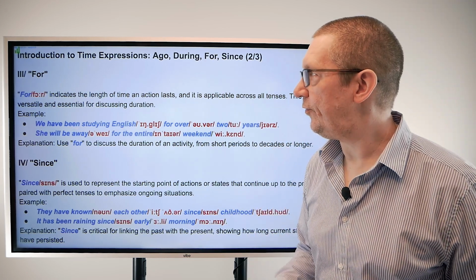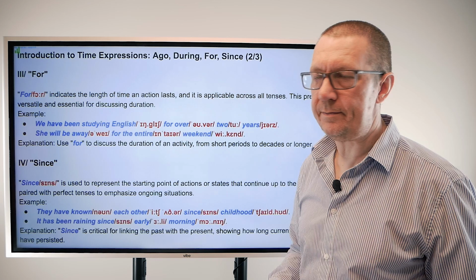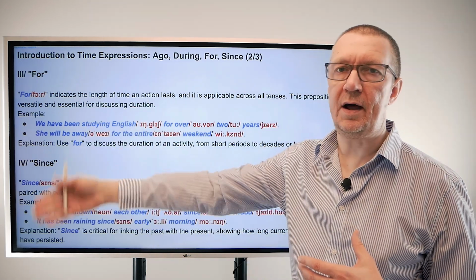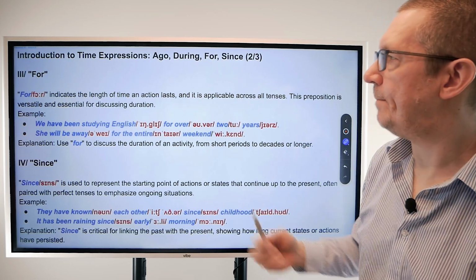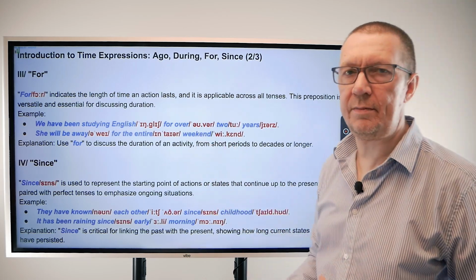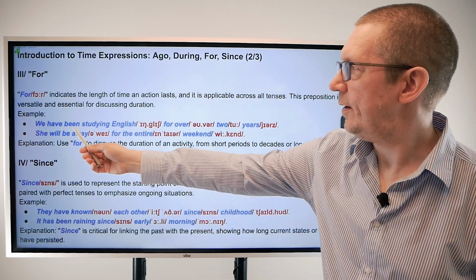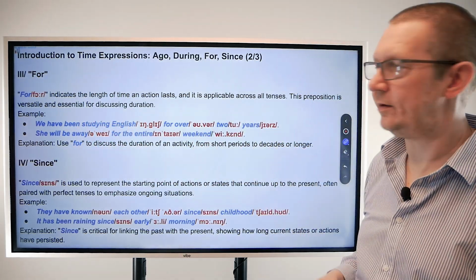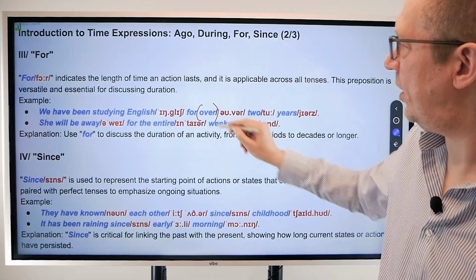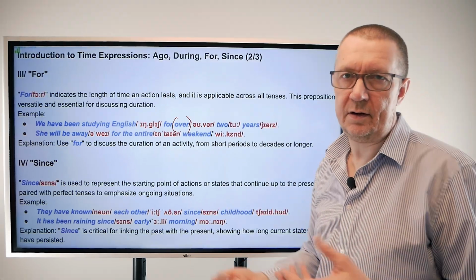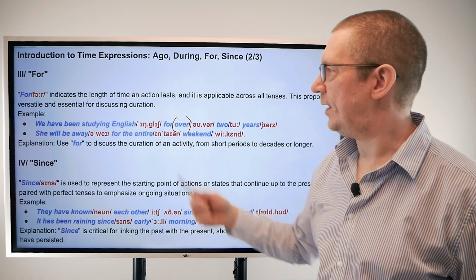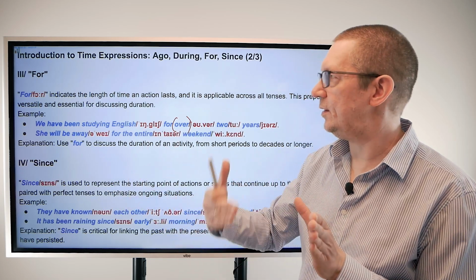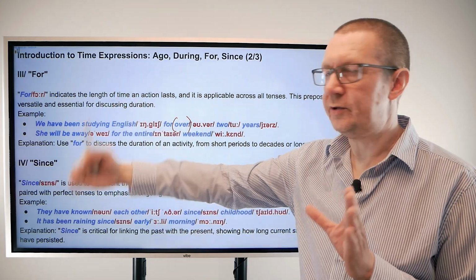For. So for in the context of time is when we're talking about the amount of time that something lasts, okay? So indicating the length of time that an action lasts. So for example, we have been studying English for over 2 years. Or actually you don't have to have over, you can just say for 2 years. Okay, it depends how you want to do it. And it means that the time frame was 2 years. So I have been studying English for 2 years.